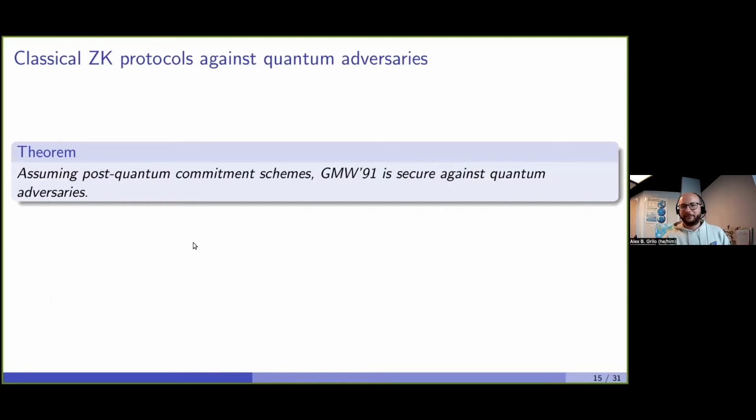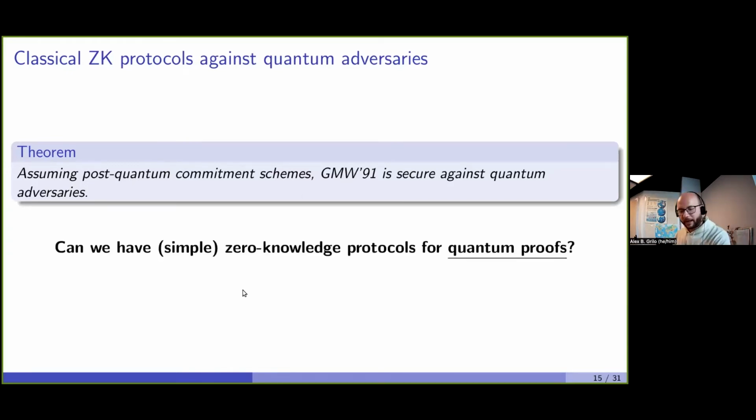So just to sum up, what you showed in 2006 is that assuming post-quantum commitment schemes, like bit commitment schemes, then you have this 3-coloring protocol that's secure against quantum adversaries. And my main goal now is showing that you can have a zero-knowledge protocol actually for quantum proofs. Okay, so quantize the results, not for NP, but for QMA.